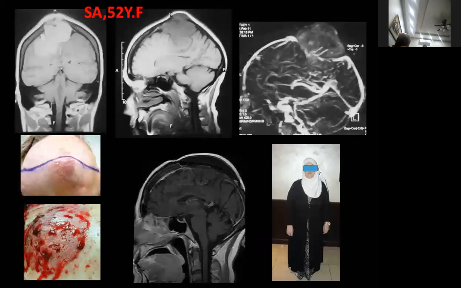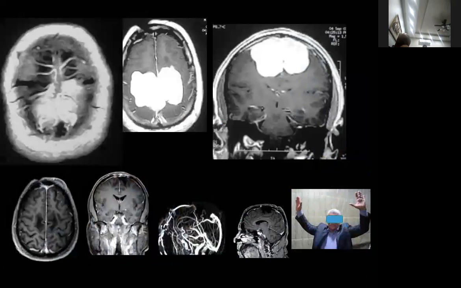This was a lady from Egypt, actually, married to a Jordanian, with this huge tumor going through the bone, closing the sinus, through the skin. It was a malignant meningioma, but again, we excised it. This is a Jordanian patient with this huge bilateral parasagittal meningioma closing the sagittal sinus.